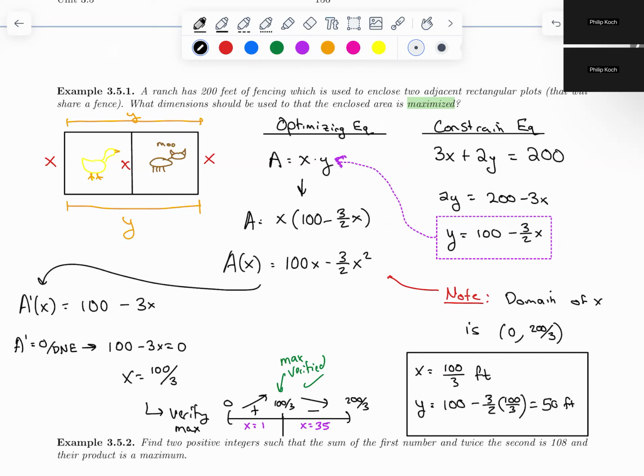Excellent question. And there's so many different types of these problems. I know. So this is a very contrived problem, right? 200 feet of fencing doesn't make any sense. And also, why are they sharing a fence? That seems like a bad idea.